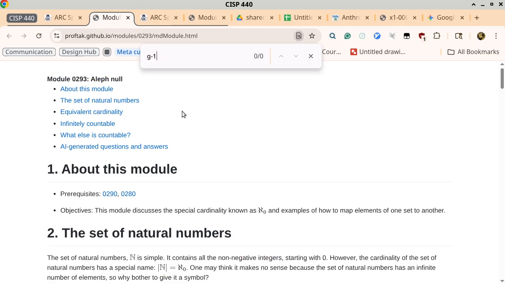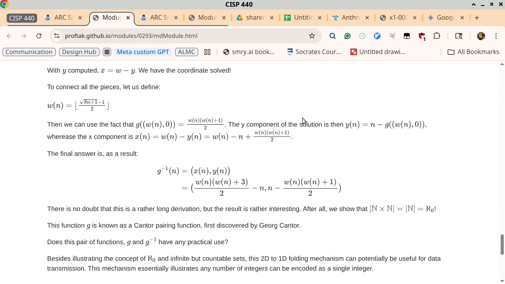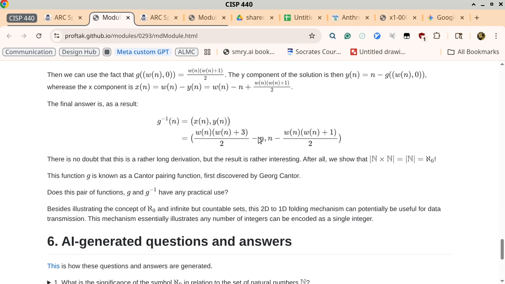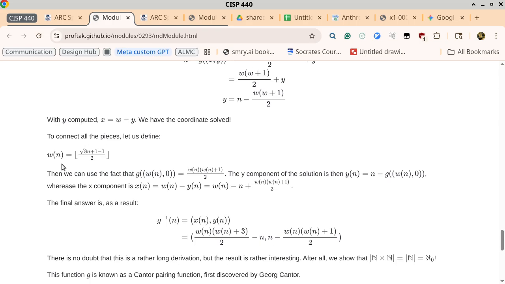I'm not sure whether this will work. Nope, it does not. How about that? Nope, does not work either. So I cannot really look into the LaTeX format of the function. That's okay, I can just go ahead and look for it. There we go. The first thing we need to do is to figure out what W of n is. In this case, W of n is the floor of the square root of 8 times n plus 1, the whole thing minus 1, the whole thing divided by 2. So we're going to do that.